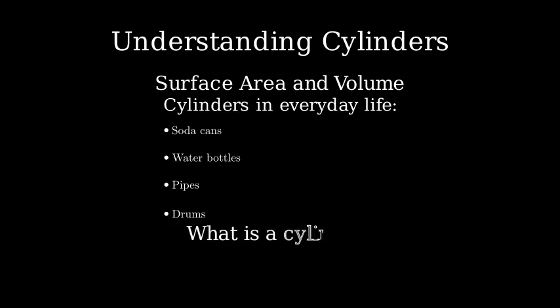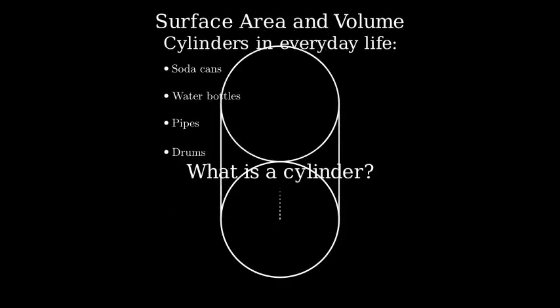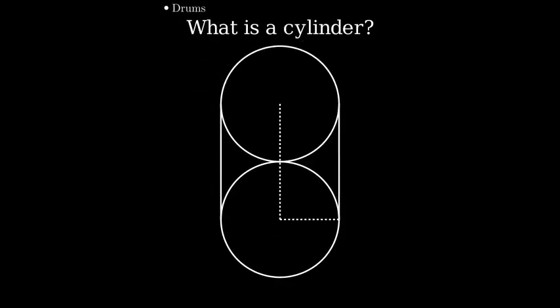Let's start by understanding what makes a shape a cylinder. A cylinder is a three-dimensional solid with two parallel circular bases connected by a curved surface. The key measurements we need to know are the radius of the circular bases, which we'll call r, and the height between the two circular bases, which we'll call h.